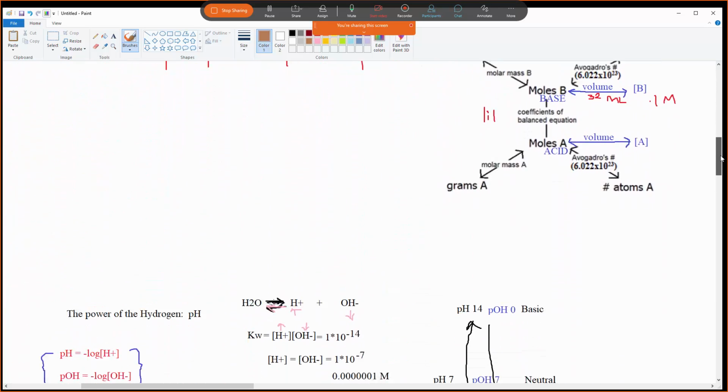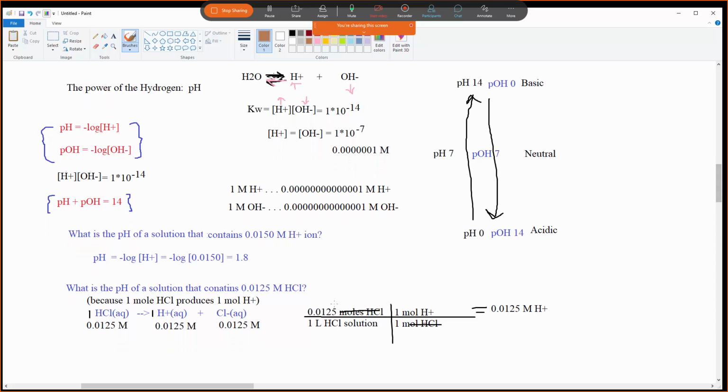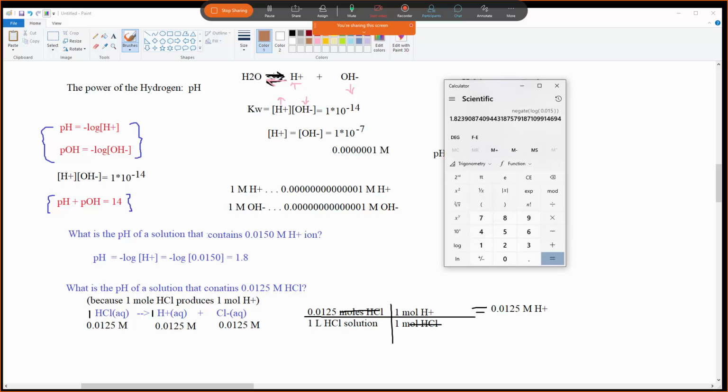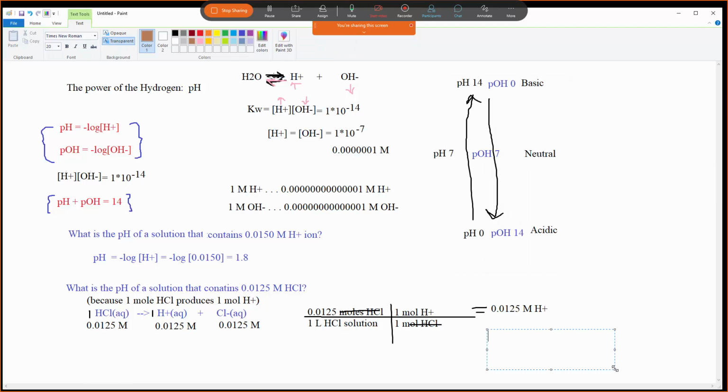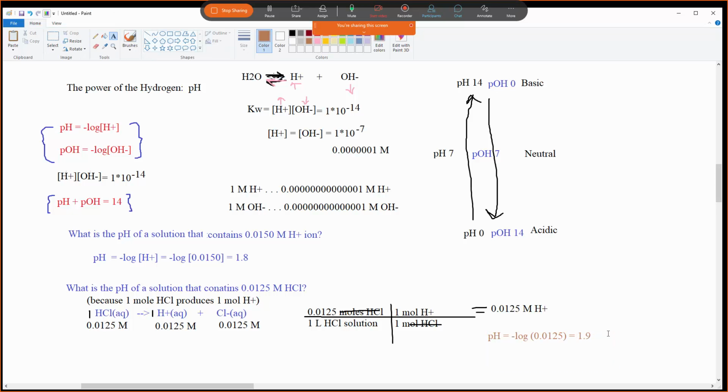Okay, so we take that first step. We recognize that the concentration of my HCl is the same as the concentration of my H plus, and now I'm just going to plug it in, right? The minus log of 0.0125, log and then minus, gives me a pH of 1.9. You guys feel good about that? Okay, let's take it a step further.